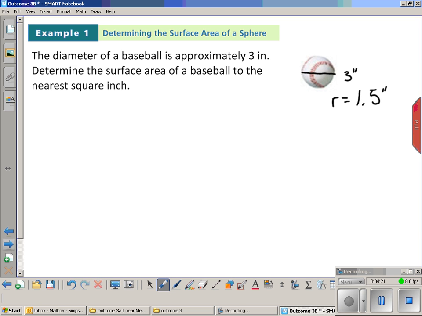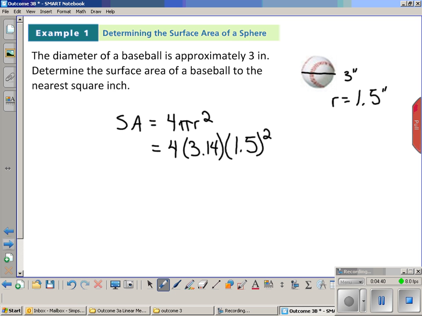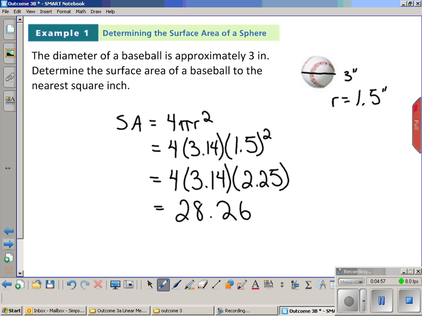Determine the surface area of a baseball to the nearest square inch. So the surface area of a baseball is equal to 4 pi r squared. So 4 times 3.14 times the radius, which is 1.5 squared. Again, in your calculation, remember that you have to do that 1.5 squared first. So if I square 1.5, I end up with 2.25. Now I can multiply those out, and I get 28.26, and my units are inches squared.